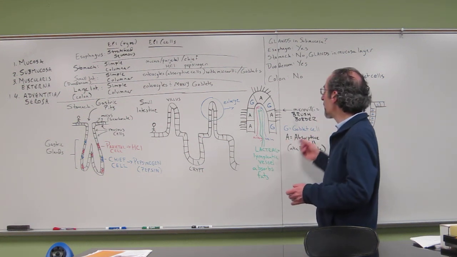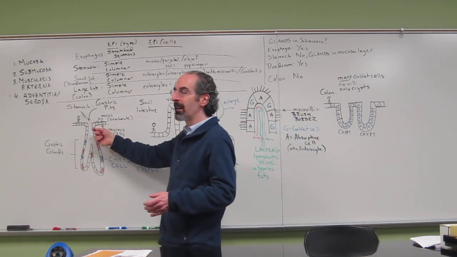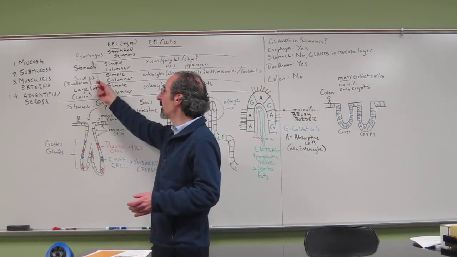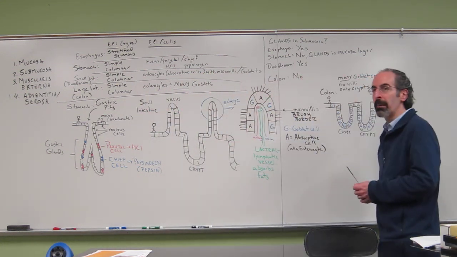What makes the colon distinct from the small intestine? What makes the small intestine distinct from the stomach? What makes the stomach distinct from the esophagus? This chart here and these figures here, I hope, help you with that.